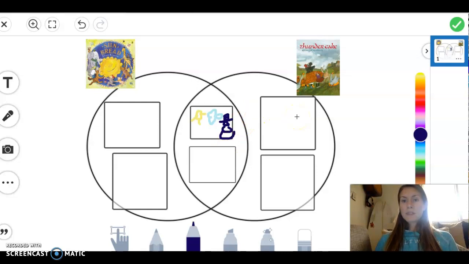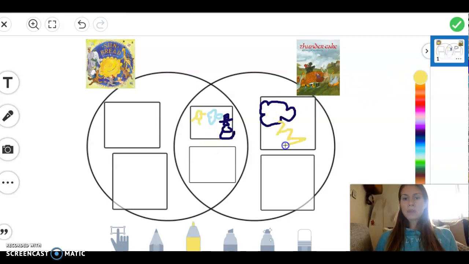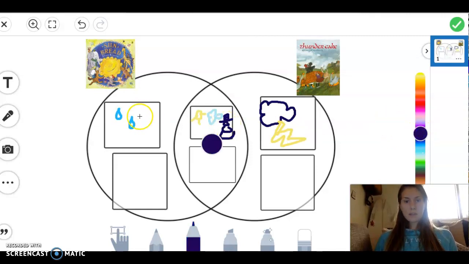Well, something that happens in Thunder Cake is that they're talking about a thunderstorm. They weren't talking about a thunderstorm in Sunbread. They were talking about there being snow. So I'm going to draw thunder over here and lightning. And I'm going to draw on this side rain, because in the beginning of this story of Sunbread it was raining. And it was snowing. Okay.